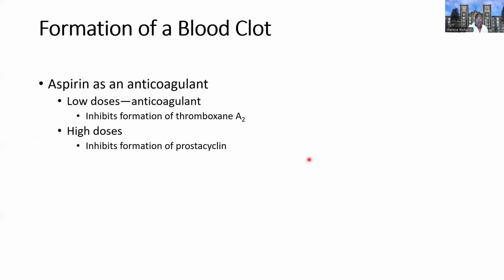While at high doses, it actually promotes platelet aggregation because it inhibits prostacyclin. And prostacyclin is one of those factors that is made by healthy endothelial cells that blocks platelet aggregation. So at high doses, it inhibits the inhibitor of platelet aggregation, which means that it promotes platelet aggregation or platelet clotting. So high doses are procoagulant, low doses are anticoagulant.